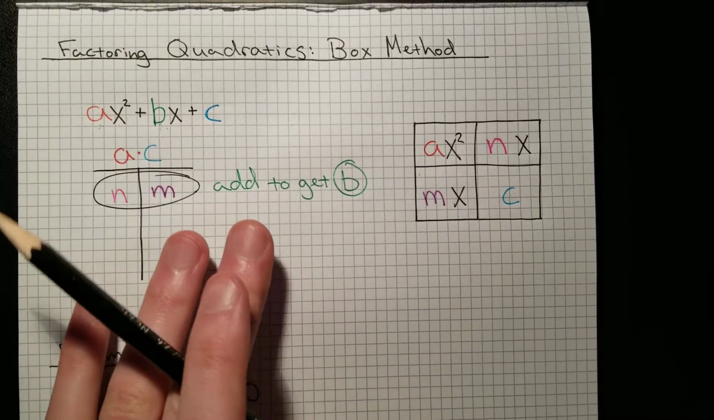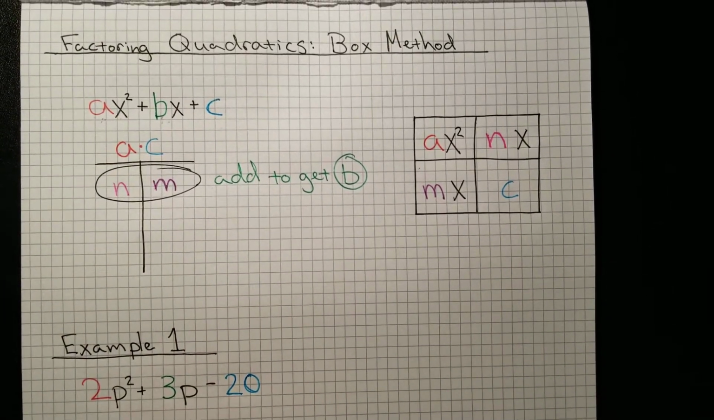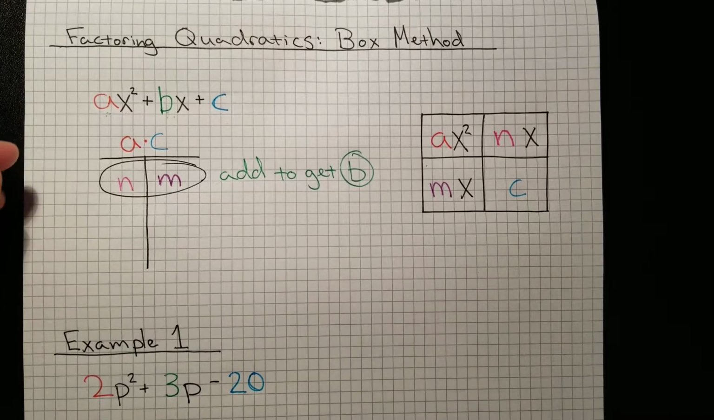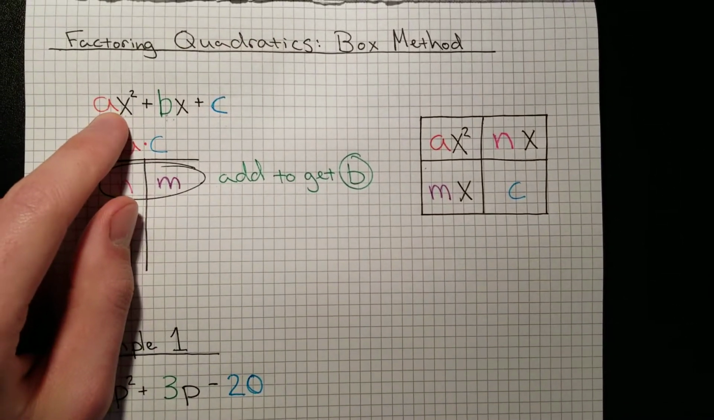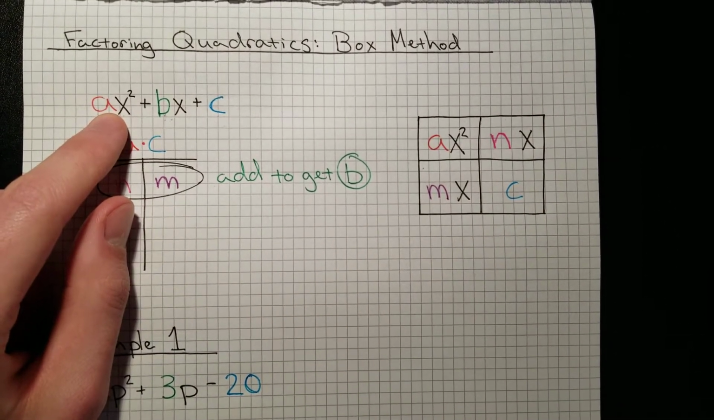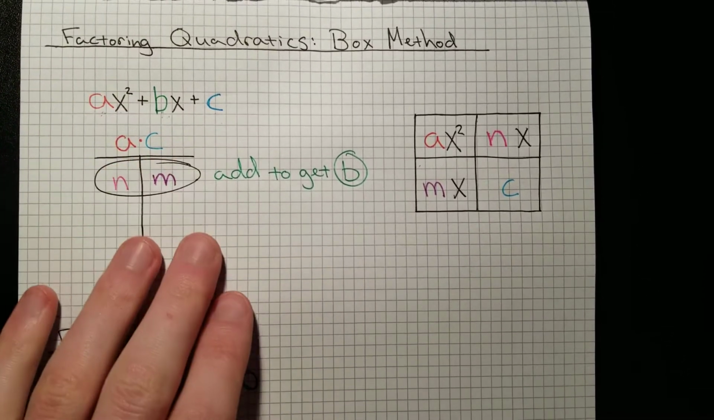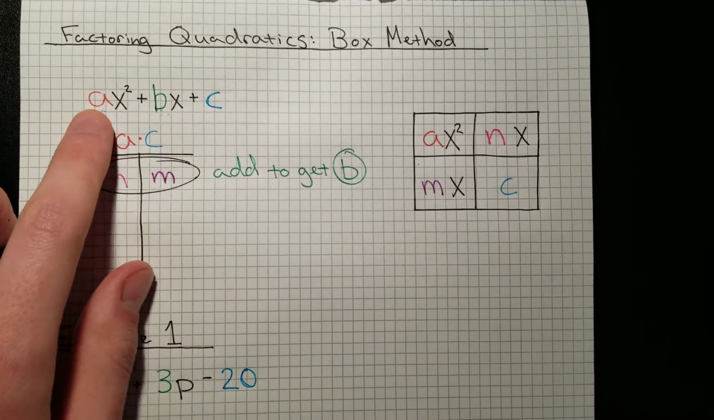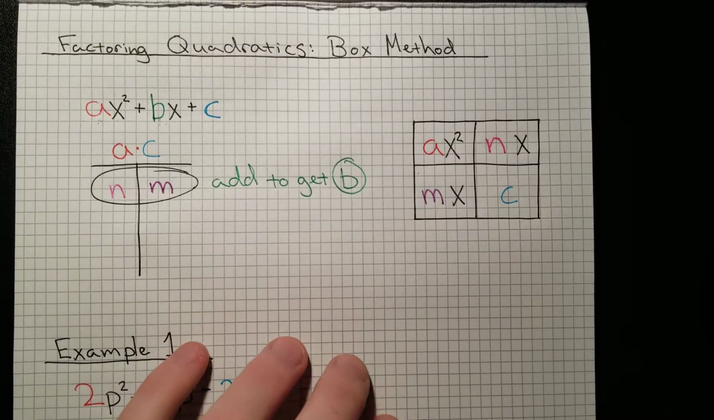Now, the way we're going to factor this: yesterday and the day before, you were factoring things that only had a 1 in front of the x squared. And now we're going to change things up where there'll be a number in front of that. And so that does add on a couple extra steps.